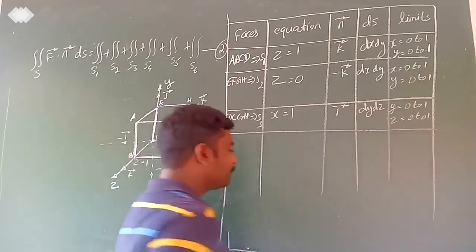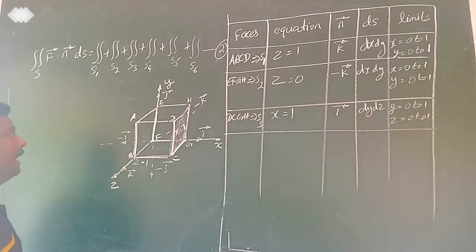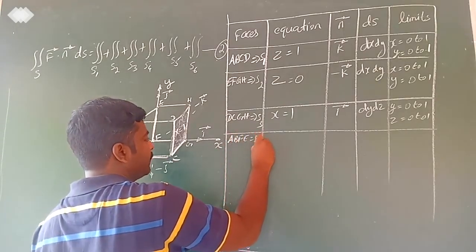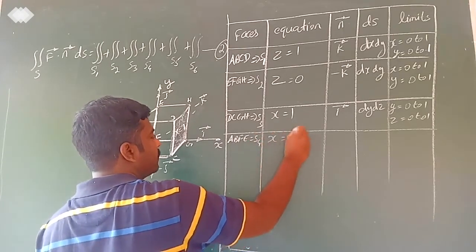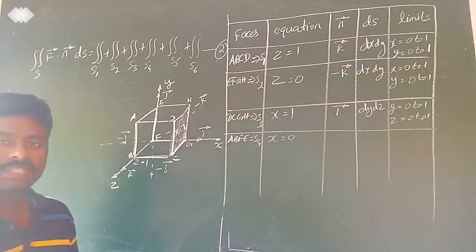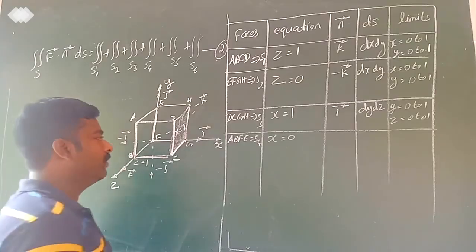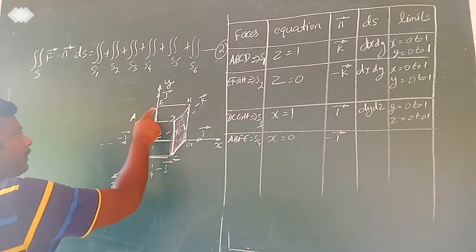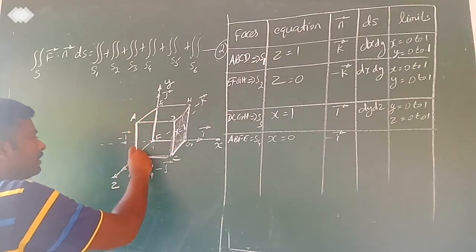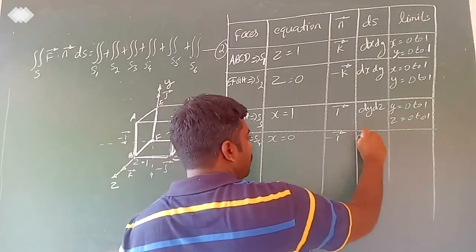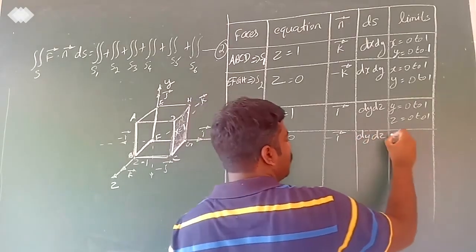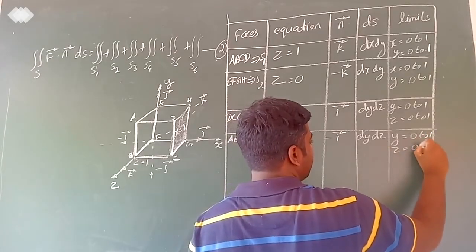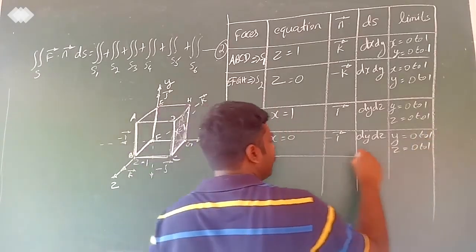And next phase ABFE, that is phase S4. This is at the origin, therefore x equal to 0, that is opposite. And next, opposite to the x-axis, therefore the direction is minus i vector. And phase ABFE is in y-axis and z-axis, therefore ds equal to dy dz. And there is no doubt, the y limits are 0 to 1 and the z limits are 0 to 1. And there are two phases remaining.